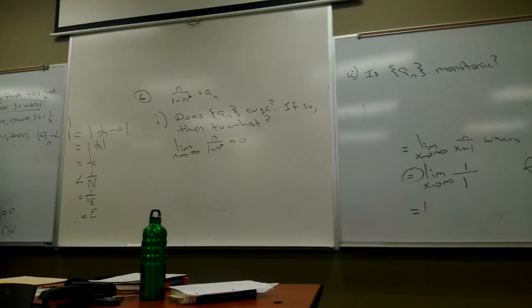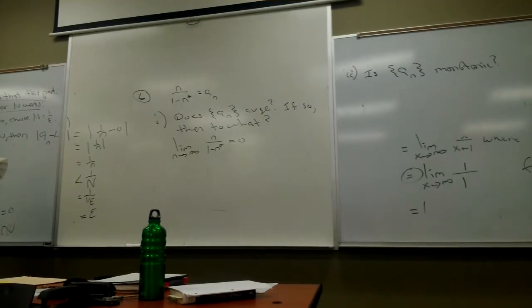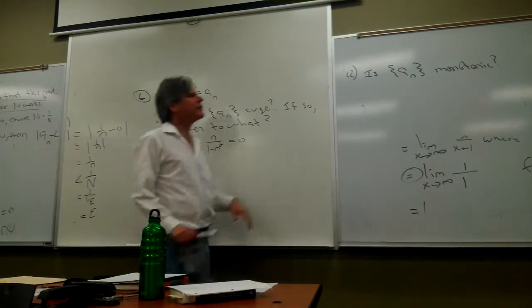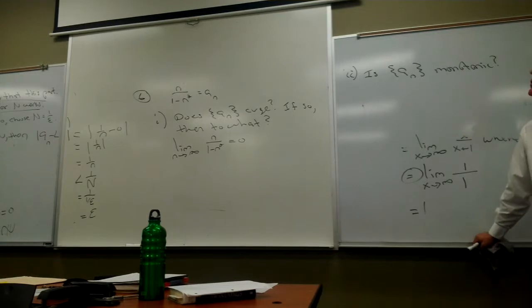If I'm asking the question, is this particular sequence monotonic, what I really mean is: is it strictly increasing and or strictly decreasing, or neither? How would you find out? You take out a graphing device and plot it. At a glance, do you think it's increasing or decreasing? Decreasing.